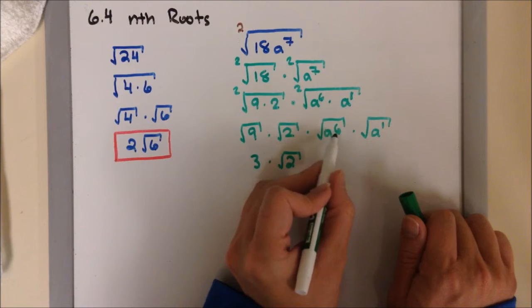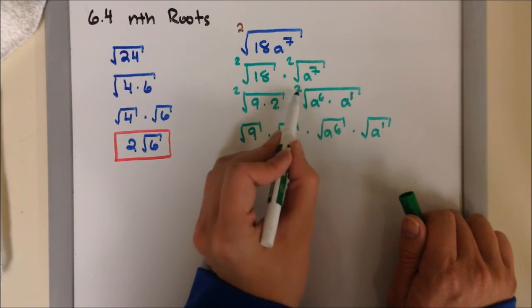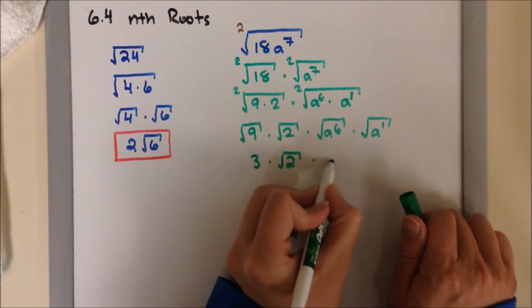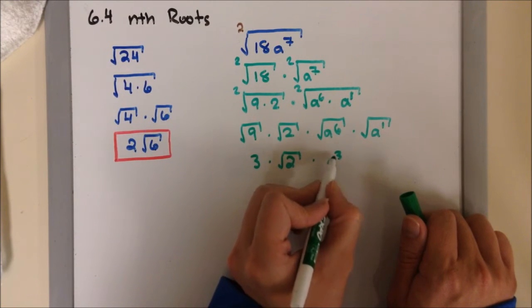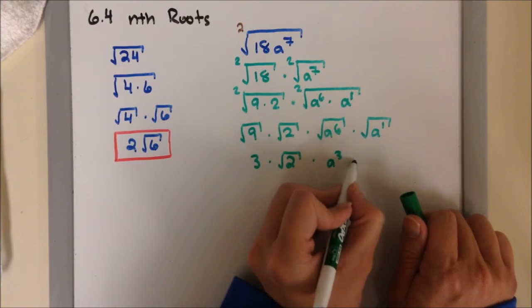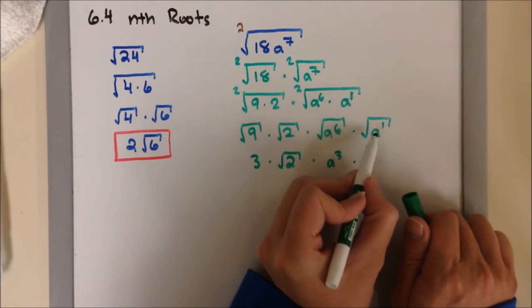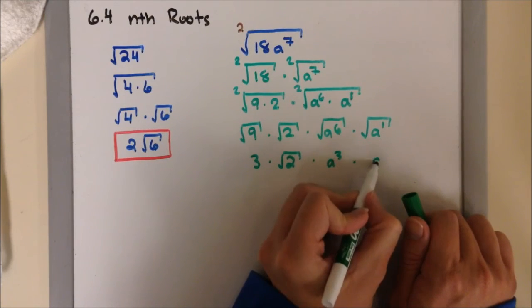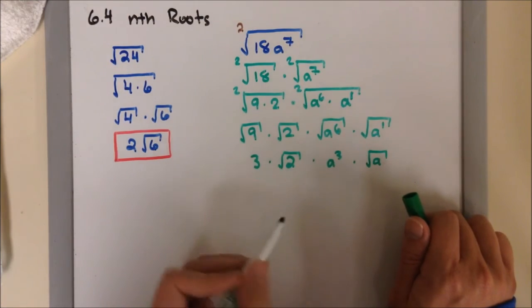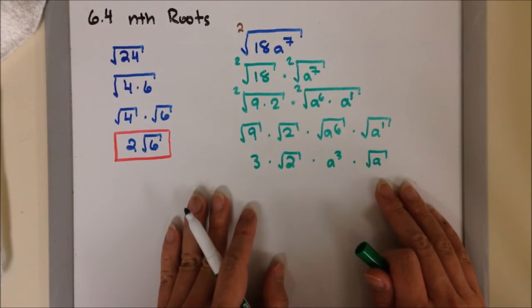The square root of a to the 6th power, meaning 6 divided by 2, will be a to the 3rd power. And see how when I did square root of a to the 6th, this became a to the 3rd power? I don't have the square root anymore. But 2 does not go into 1, so I'm just going to leave this as square root of a. Now I finished simplifying with the square roots.